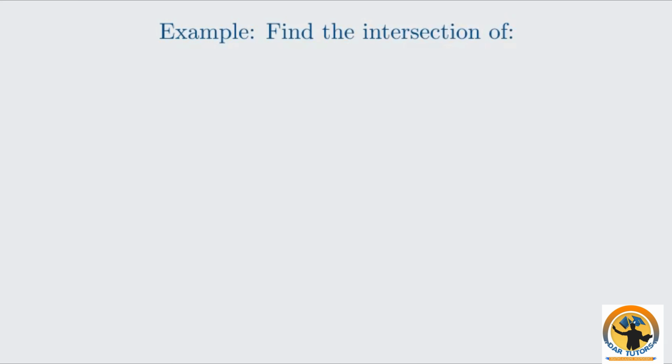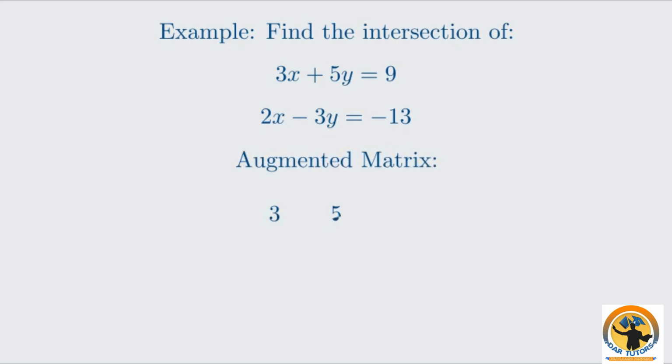Consider the system of equations 3x plus 5y equals 9 and 2x minus 3y equals negative 13. First, we'll write this system as an augmented matrix. The first column will contain the coefficients of x, the second column the coefficients of y, and the third column the constants. This gives us the matrix with rows 3, 5, 9, and 2, minus 3, minus 13. Our objective is to transform this matrix into row echelon form, which means we want a 1 in the top left corner and a 0 below it.